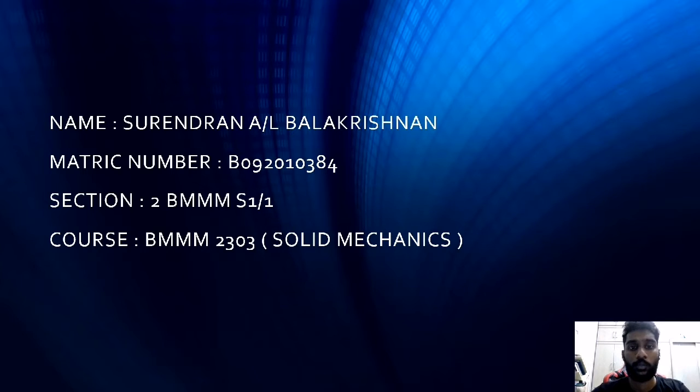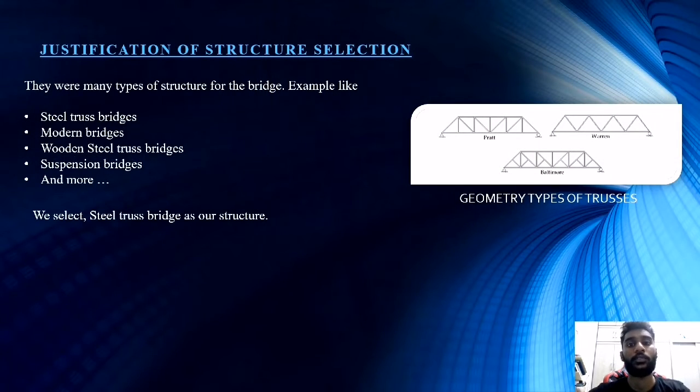The course I am going to present is BMMM 2303 for solid mechanics. Justification of structure selection is the topic I am going to present. There are many types of structure for the bridge, for example steel truss bridges, modern bridges, wood steel truss bridges, suspension bridges, and more. For geometry type of trusses, we select steel truss bridge as our structure.